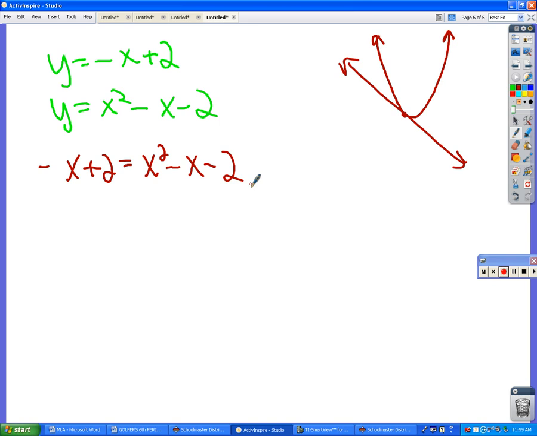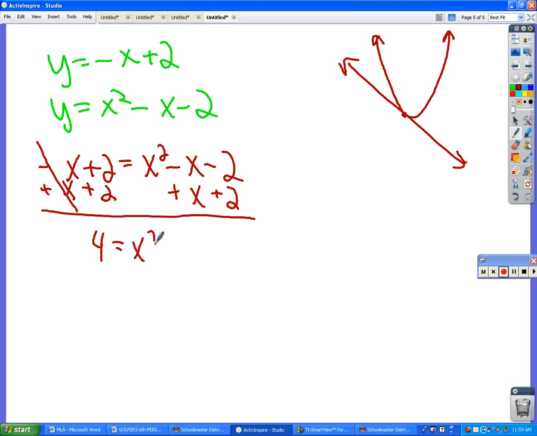4 equals 1x squared. And so Jolena is way out ahead of the pack. She added x to both sides, right? And she added 2 to both sides. And if you do that, -x plus x cancels. 2 plus 2 is 4. Then I still have the x squared. Negative x and x cancel, negative 2 and 2 cancel. So that's how she got 4 equals x squared.